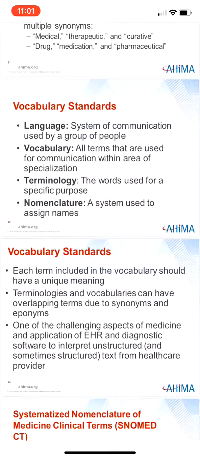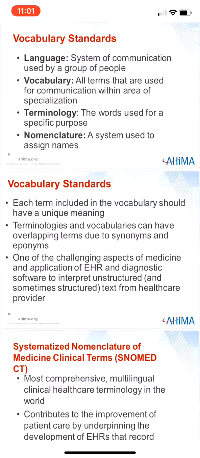Language is a system of communication used by a group of people. Vocabulary is all the terms that can be used for communication within the area of specialization. Terminology means the words used for a specific purpose, and a nomenclature is a system used to assign names. Vocabularies require terms to be evaluated for inclusion. Each term included in the vocabulary should have a unique meaning. However, it should be noted that synonyms are linked within the vocabulary, such as the examples we listed above.